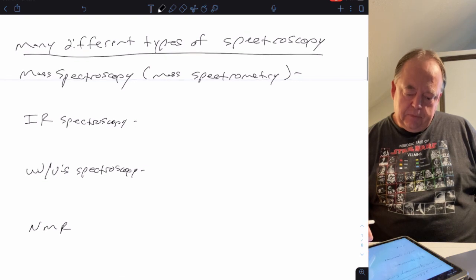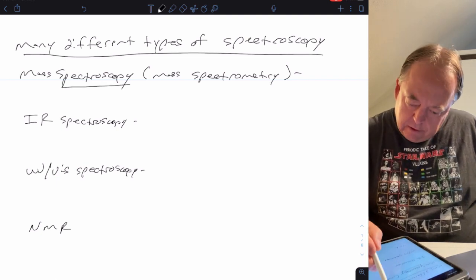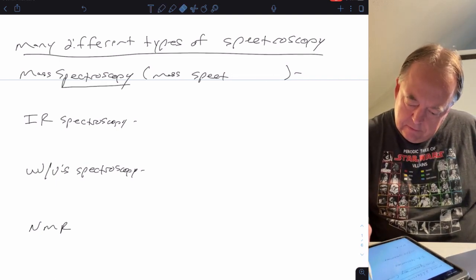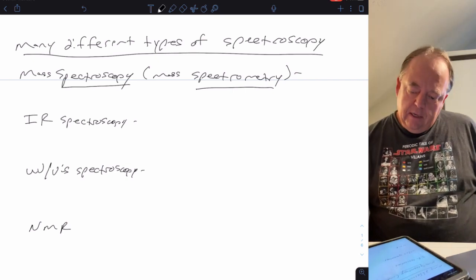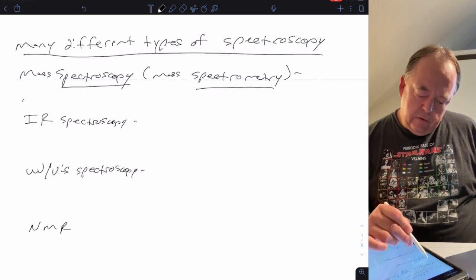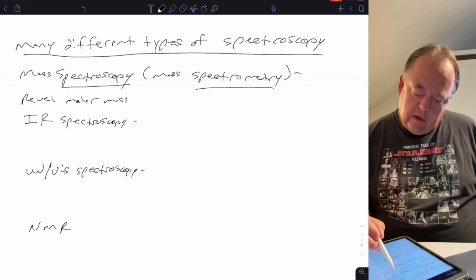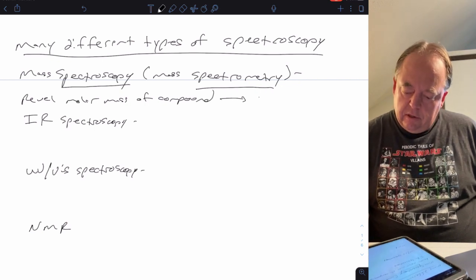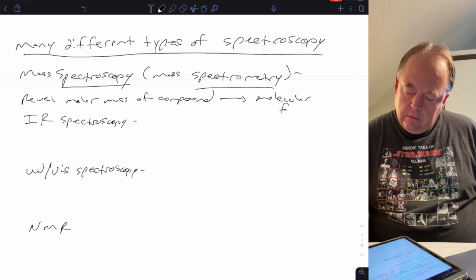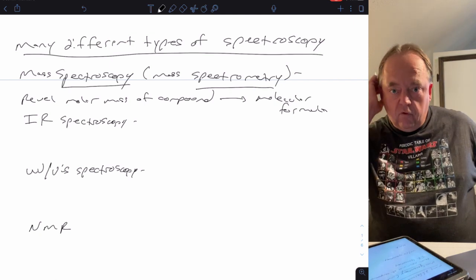Okay, so there are many different types of spectroscopy. There's mass spectroscopy. It's really not a spectroscopy, as we'll see. It's really mass spectrometry, and I'll explain the difference in a little bit. So what does mass spectrometry do? It'll reveal the molar mass of a compound. And from that molar mass, you can figure out the molecular formula of a compound. Obviously that's very powerful information.